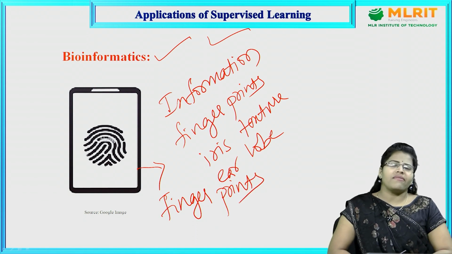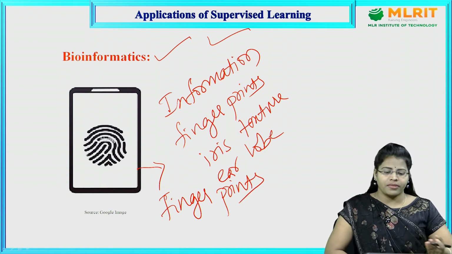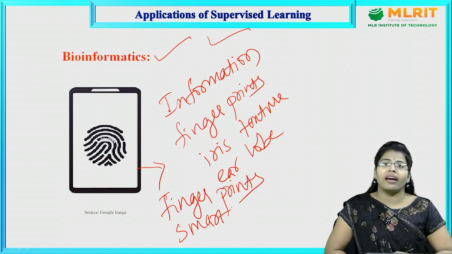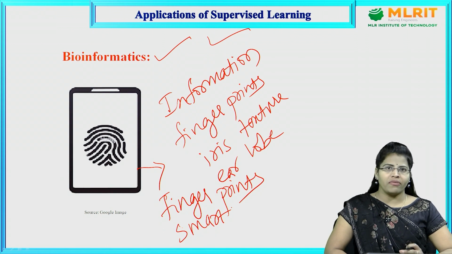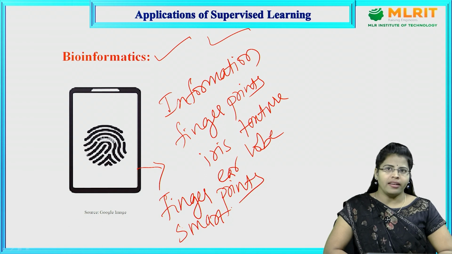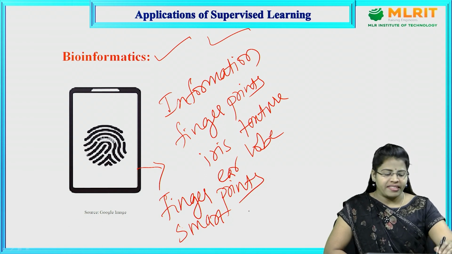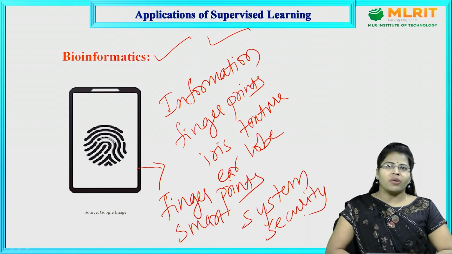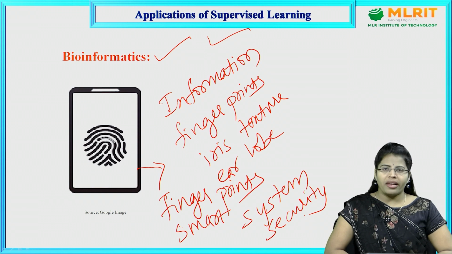So nowadays every mobile is smart enough to identify the biometric or fingerprint, and based on that your mobile phone is opening, right? So it is going to provide system security, as every mobile needs security. So this is one of the supervised learning model applications.